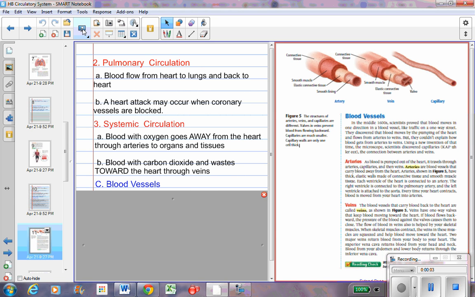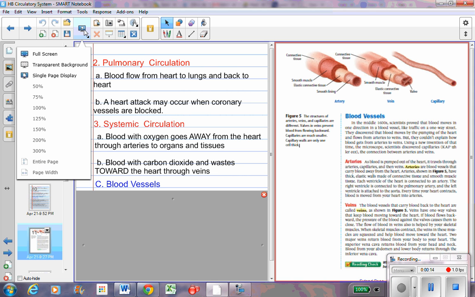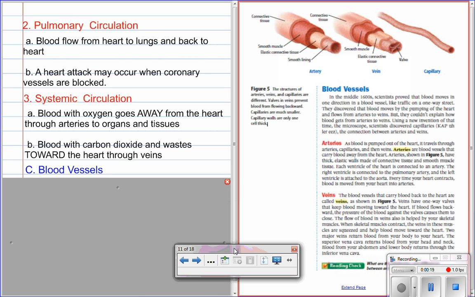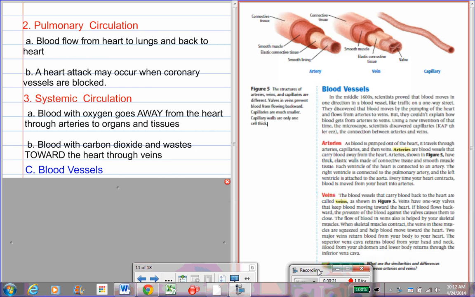Hello again. Here we go. We're going to talk about blood vessels. Hopefully you are more aware of the different types of blood vessels. There are three different kinds of blood vessels, and they're shown here in the diagram on page 68.